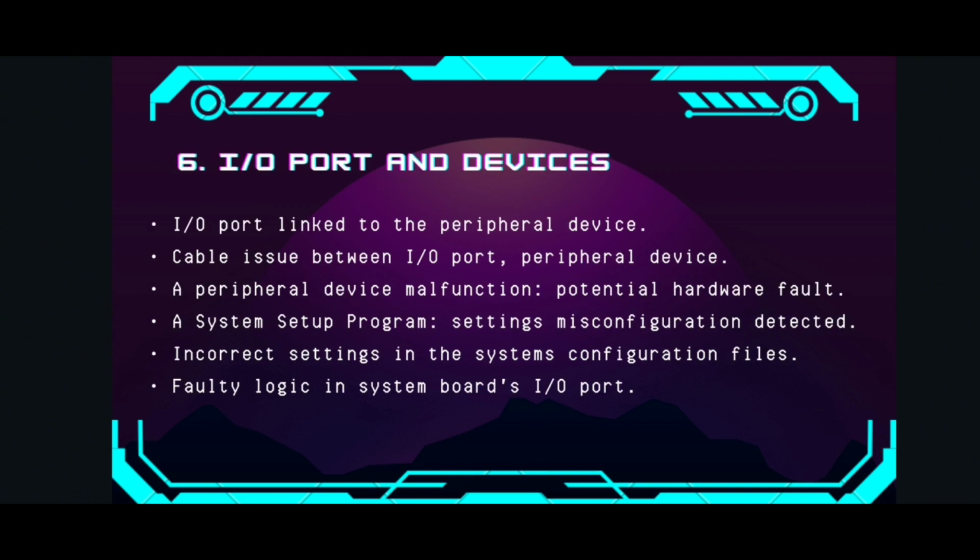Number 6. I/O ports and devices. An I/O port linked to a peripheral device. Cable issue between the I/O port and peripheral device. A peripheral device malfunction, a potential hardware fault. A system setup program settings misconfiguration detected. Incorrect settings in the system's configuration files. Faulty logic in system boards and I/O ports.